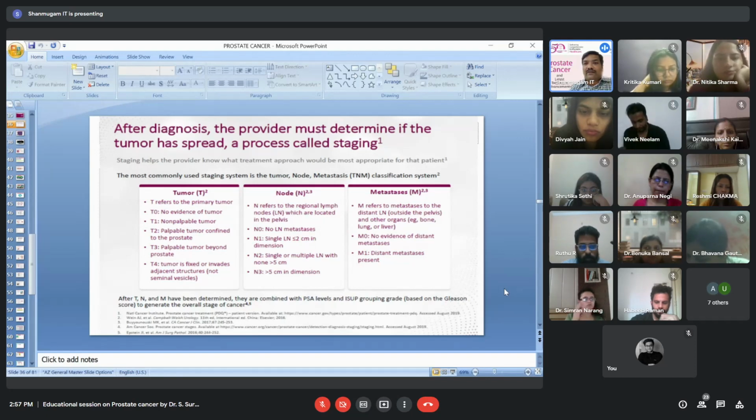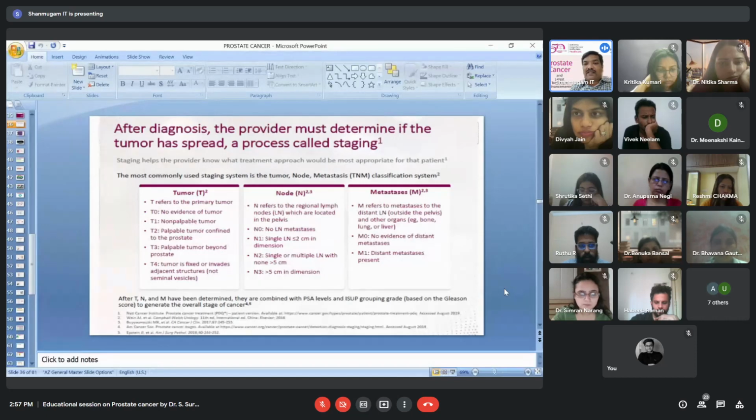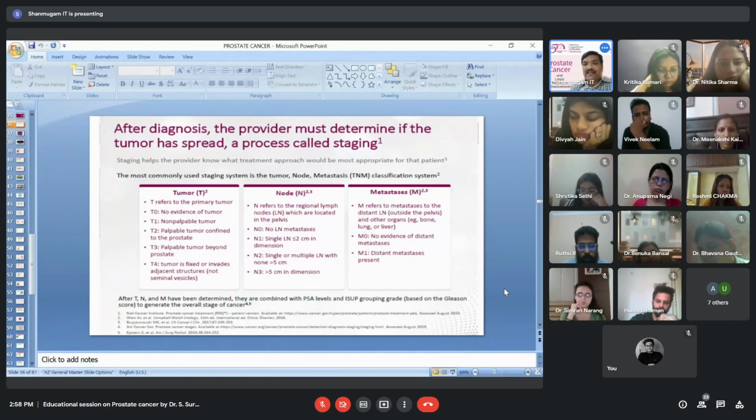Coming to the nodal site, N1 means a single lymph node less than 2 centimeter in dimension. N2 is single or multiple lymph nodes, but none more than 5 centimeter. And N3 is more than 5 centimeter in dimension. And coming to the metastasis, M0 is no evidence of distant mets, or M1 is distant mets present.